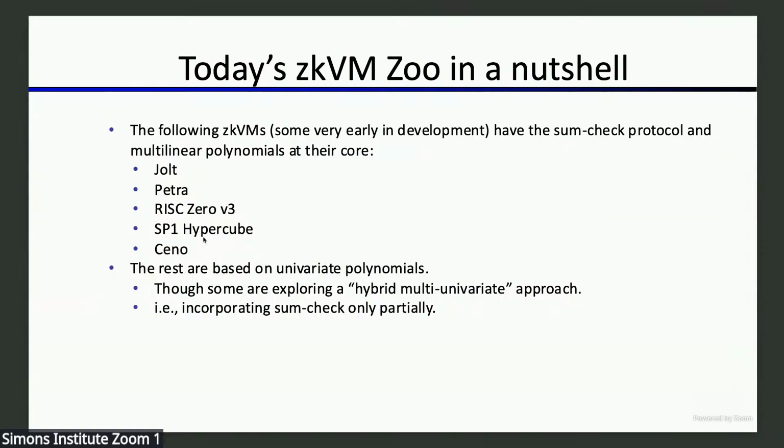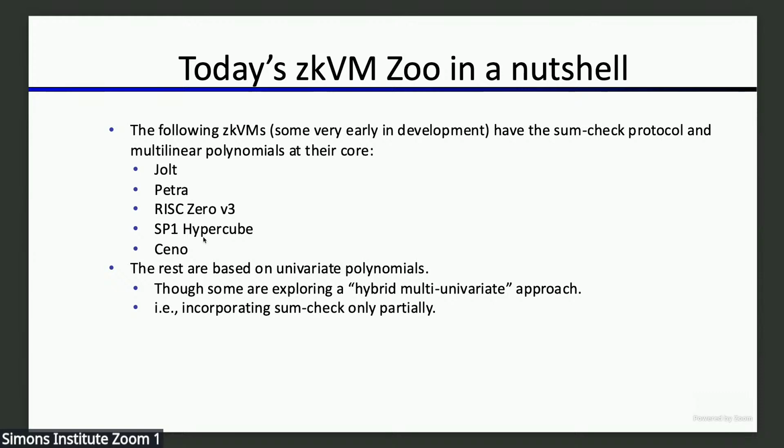So Jolt, I've been working on this for 2 years. I will tell you some about the Jolt project now. We're using elliptic curve commitments. Petra and RISC-0 are switching to binary field hashing commitments to get fast commitments to small values. SP1 Hypercube and Sino are using hashing-based commitments, but not over binary fields. Sino is GKR-based. SP1 has its own polynomial IOP.